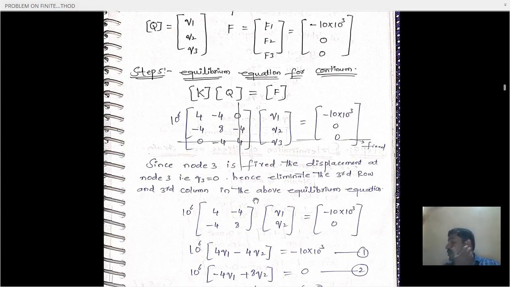In this case, which one is the fixed end? Node 3 is the fixed end. If node 3 is the fixed end, then Q3 value should be 0. Then we need to eliminate the third row and third column. The remaining we have to represent in the equilibrium equation this way: 10 power of 6 as it is, [4 minus 4; minus 4 8], remaining Q1 Q2, equal to minus 10 into 10 power of 3, and 0.